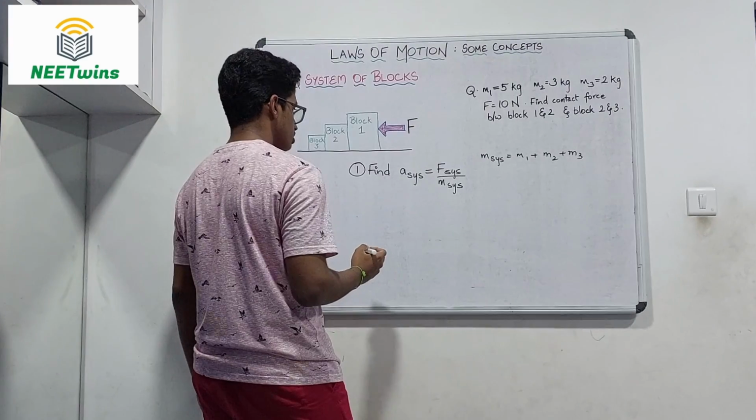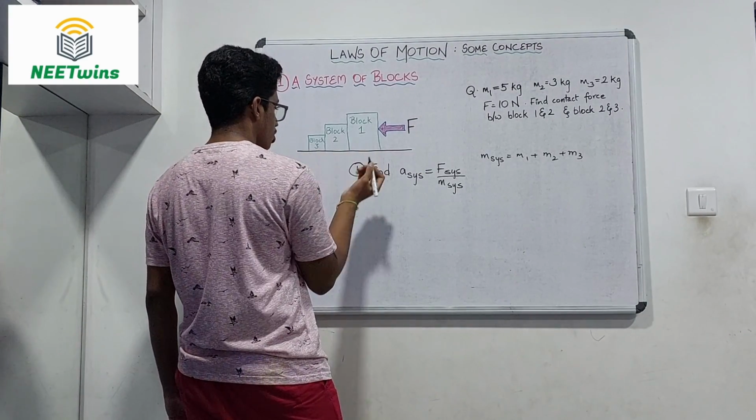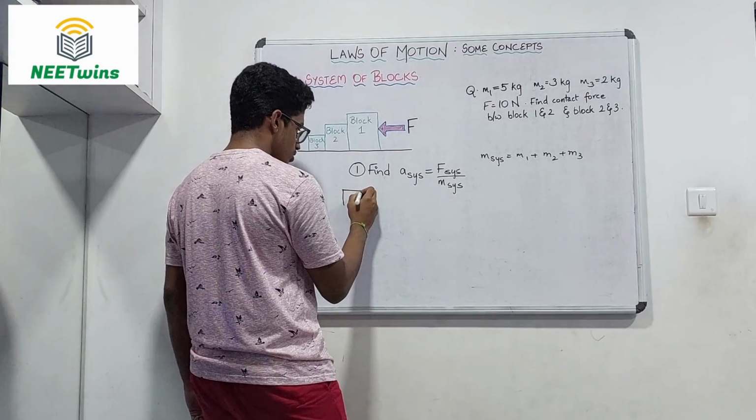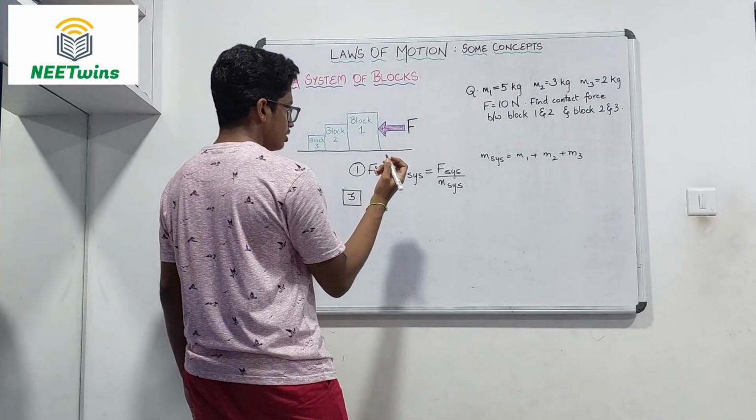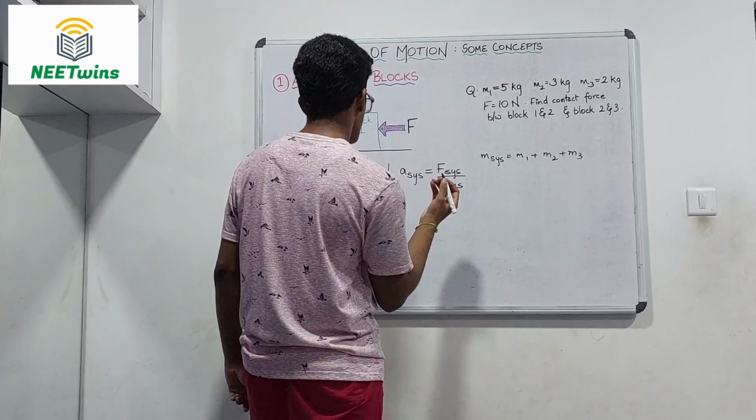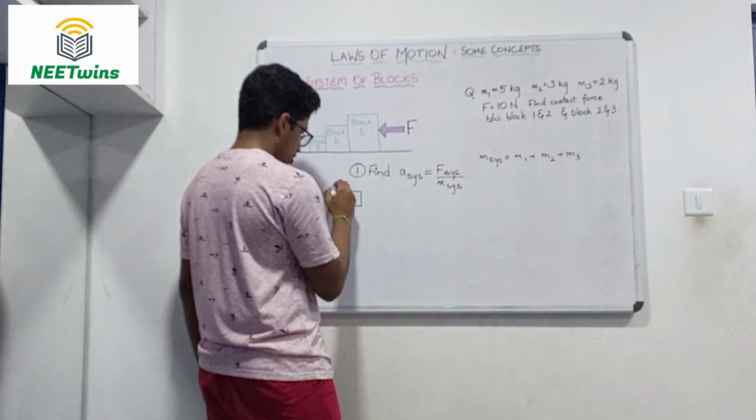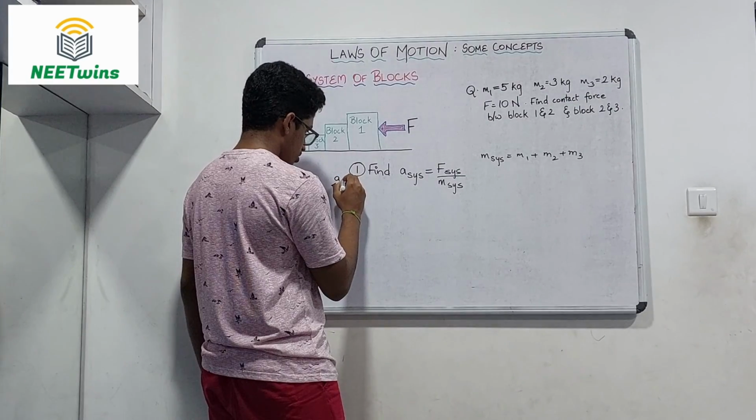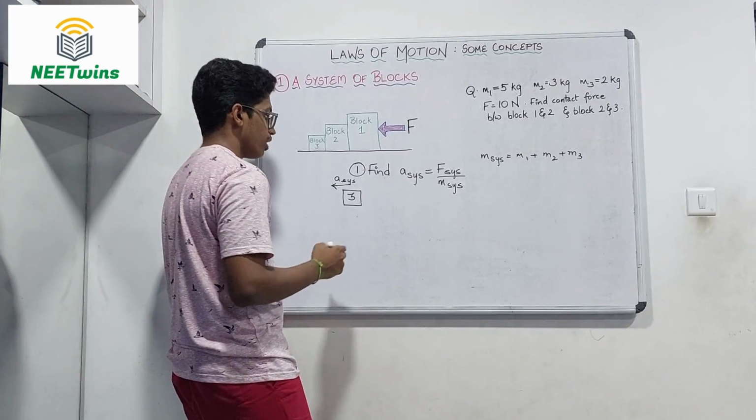After finding the acceleration of the system, suppose the question was to find the contact force between block 2 and block 3. Now consider block 3 as a separate entity. This is block 3. Since this is the acceleration of the system, it implies that every block in this system will be moving with that same acceleration. So block 3 would be moving under this acceleration as well.